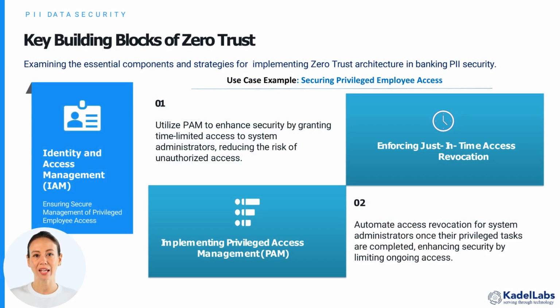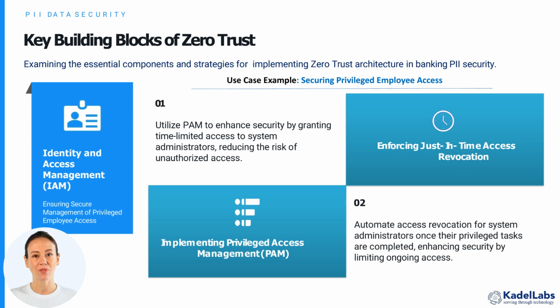Let's start with the first key building block of zero trust: identity and access management, or IAM. Under this, we'll focus on two crucial strategies: privileged access management, or PAM, and just-in-time access revocation. First, we have privileged access management. This approach enhances security by granting system administrators only time-limited access to the resources they need to perform their tasks. By limiting the duration of this access, we reduce the window of opportunity for unauthorized users to exploit admin privileges.